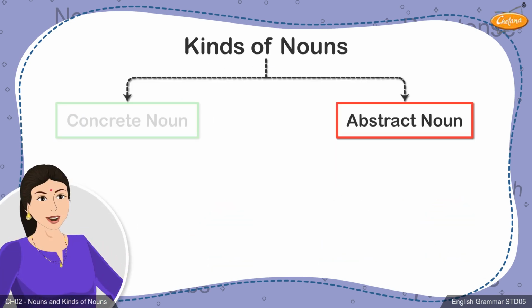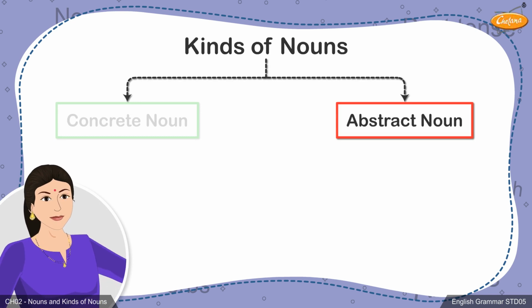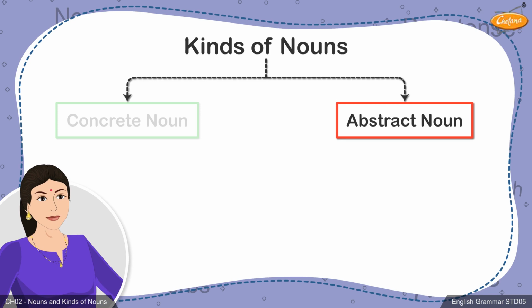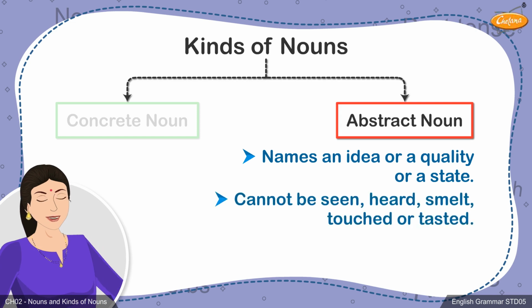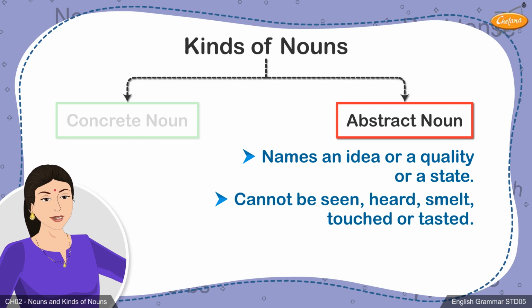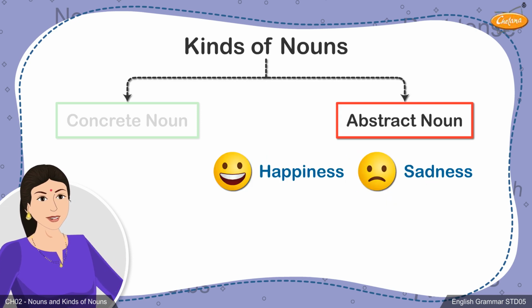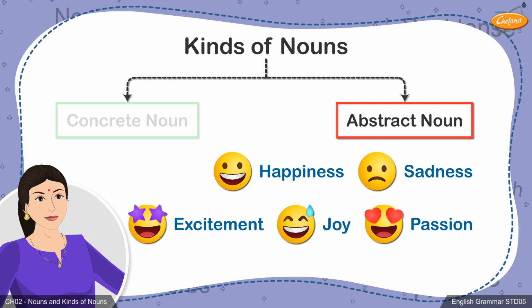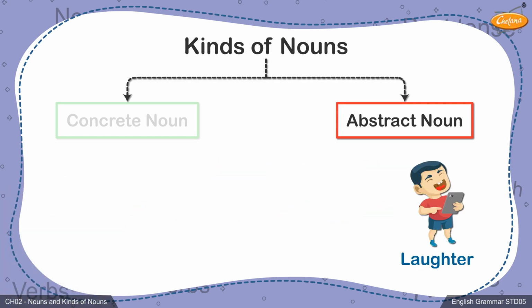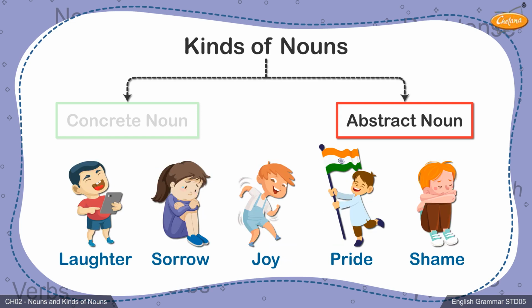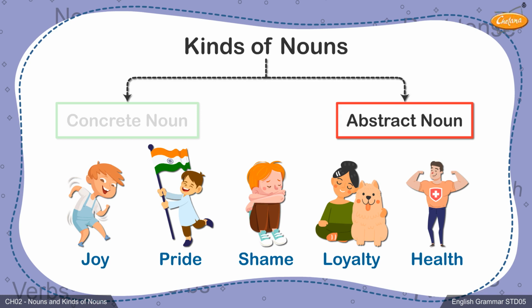We often use words while writing or conversing that show an idea or quality or even the state of a particular thing. These words come under the category of abstract nouns. An abstract noun names an idea or a quality or a state. An abstract noun cannot be seen, heard, smelt, touched, or tasted. It can only be felt or experienced. We feel a range of emotions like happiness, sadness, excitement, joy, passion, etc. All emotions that you cannot touch or see can definitely be felt, hence they are abstract nouns. For example, laughter, sorrow, joy, pride, shame, loyalty, health, etc.